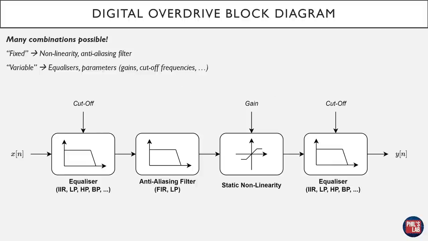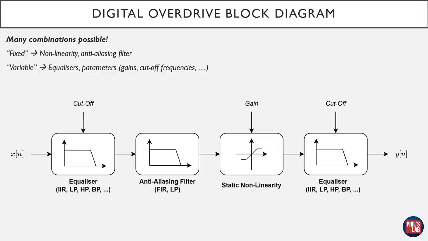There are some blocks we have to keep fixed. For example, we'll have to have some sort of non-linearity. Now, this could be soft clipping, this could be hard clipping. You could have some sort of model, maybe via lookup table. So there is some freedom in there. And we, of course, need an anti-aliasing filter, unless you like the sound of aliasing distortion, which might be a thing as well, of course.